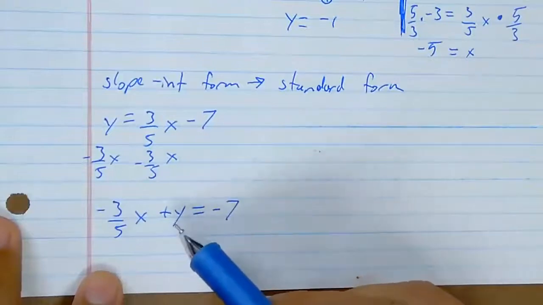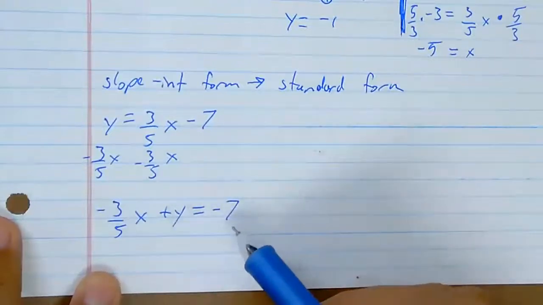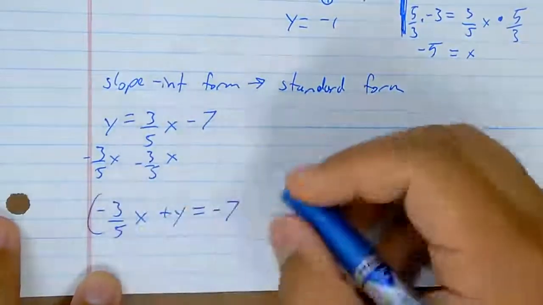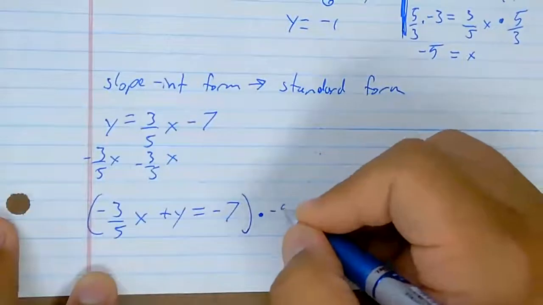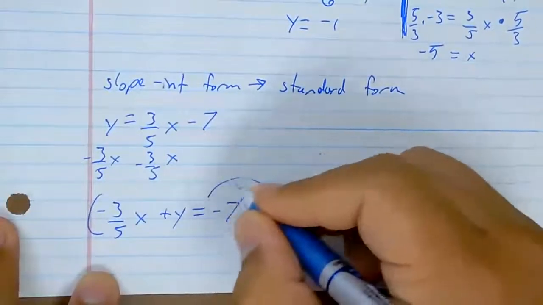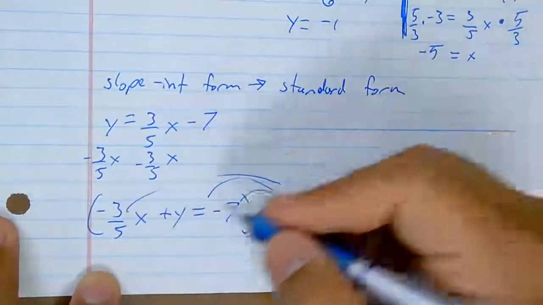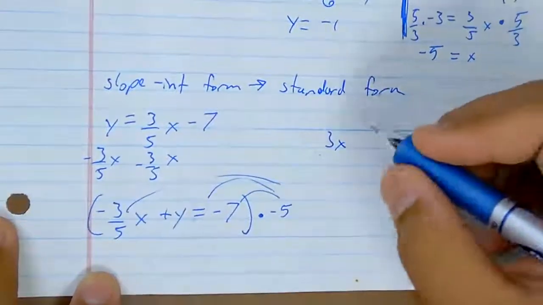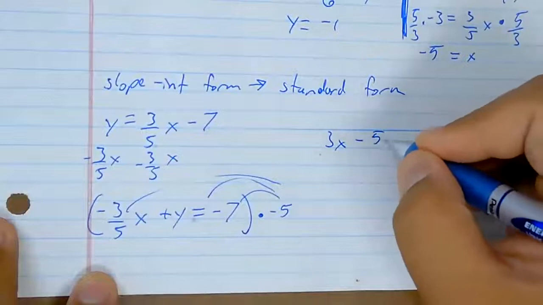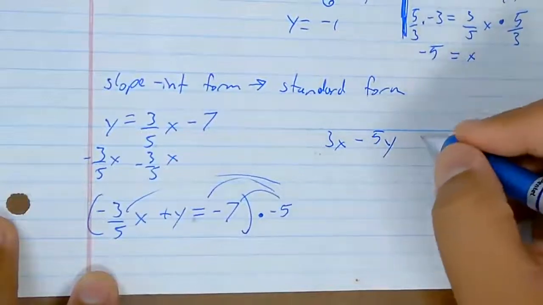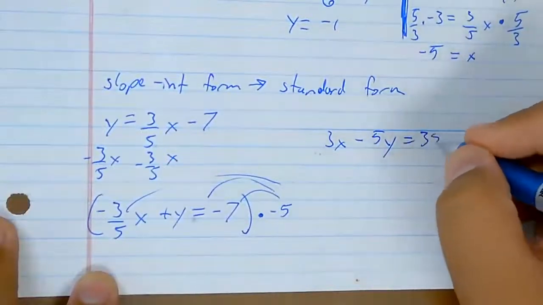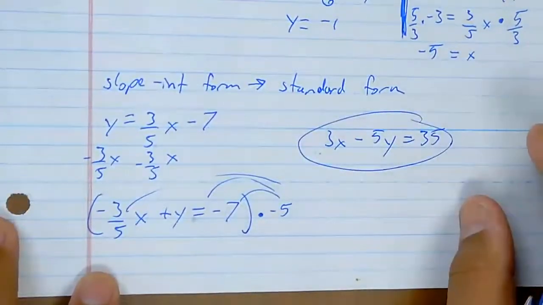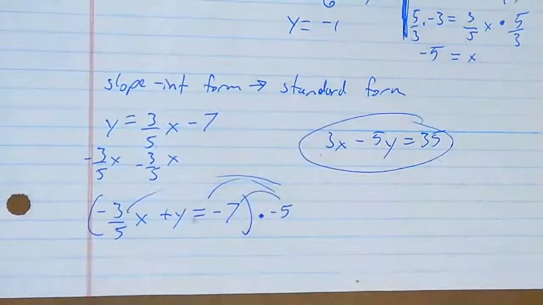It is okay if the coefficient for y or c are negative, but a must be positive. So let's multiply everything by -5. And when we do that, we end up with 3x minus 5y equals 35. And that is standard form.